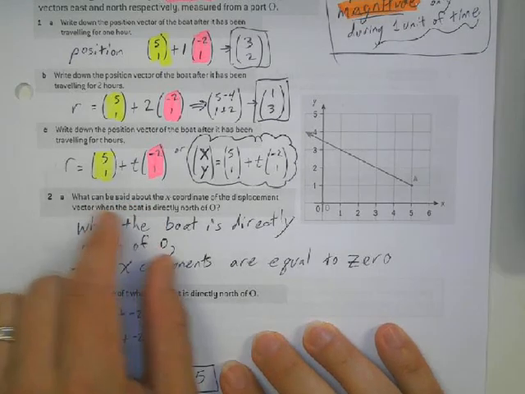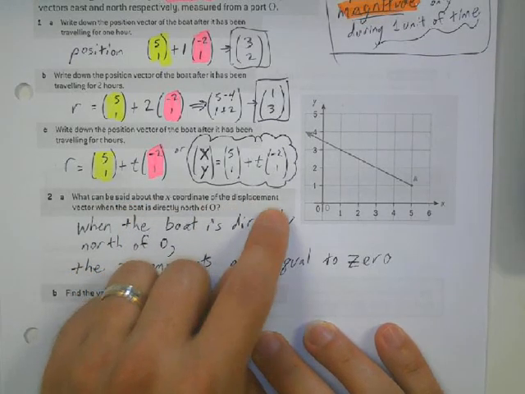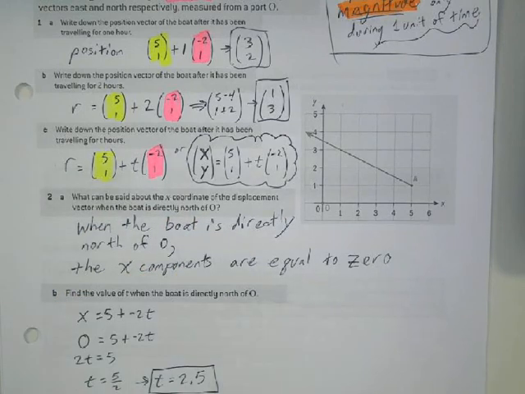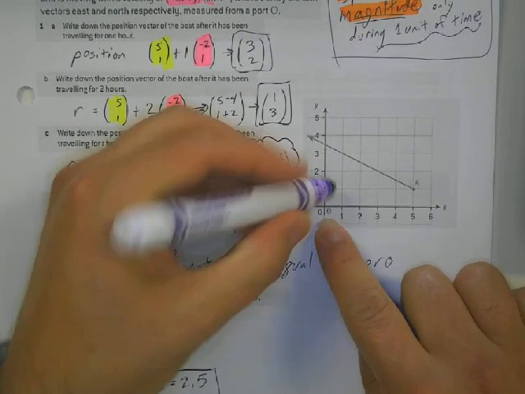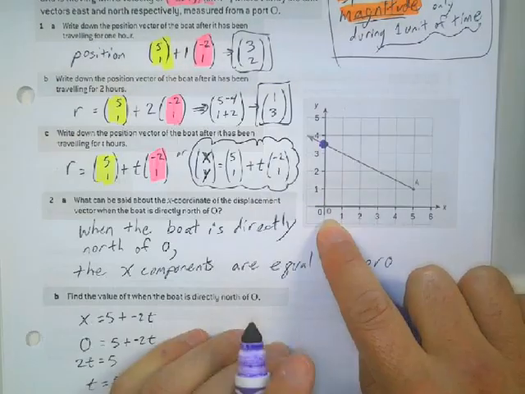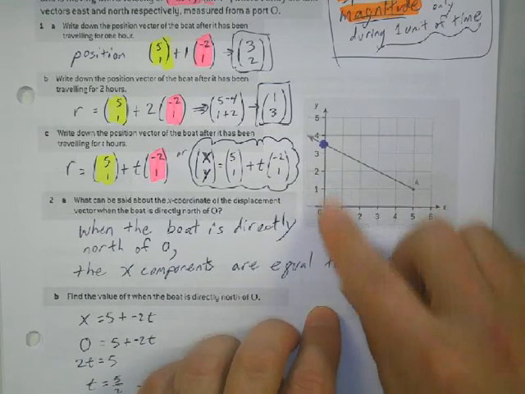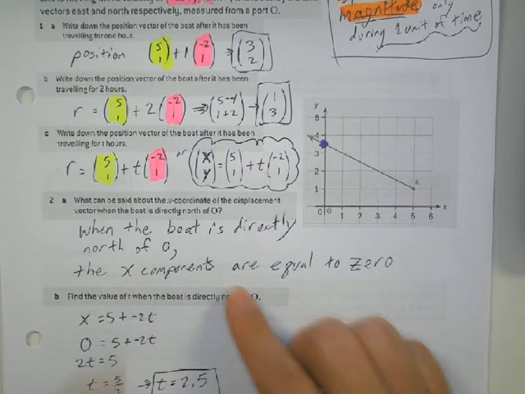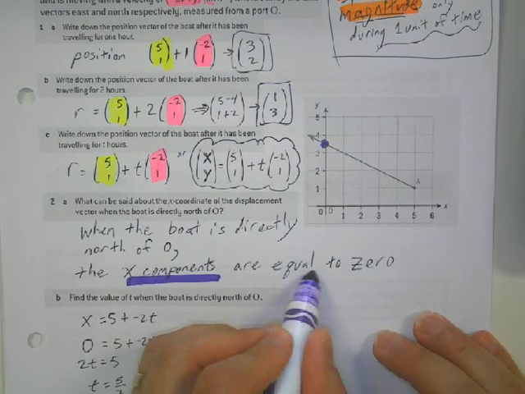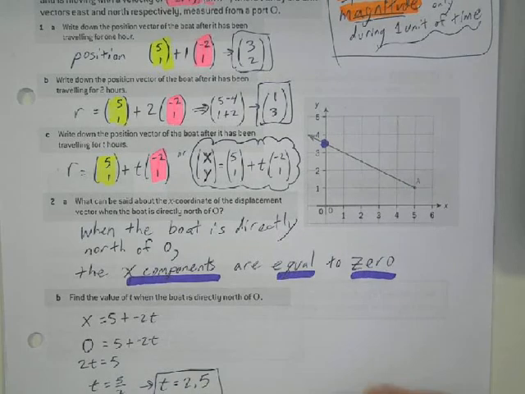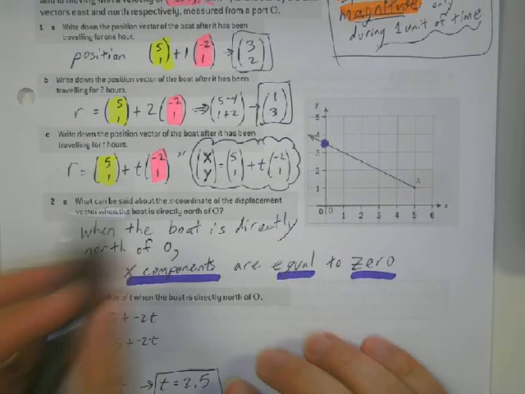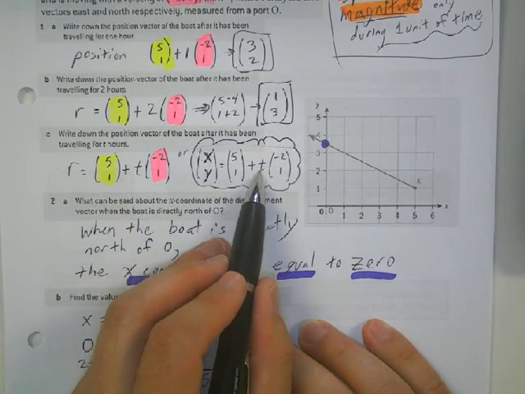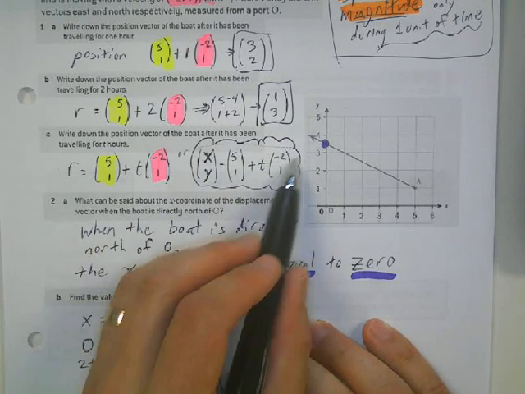What can be said about the x-coordinate of the displacement vector when the boat is directly north of O? So if I'm directly north of O, that's right here, directly north, I'm going to be there. What this means is, if I'm directly north of O, then the x component is going to be equal to 0. So what does that mean? I'm going to take this top row here, x equals 5 plus t times negative 2. I'm going to make that top row equal to 0.